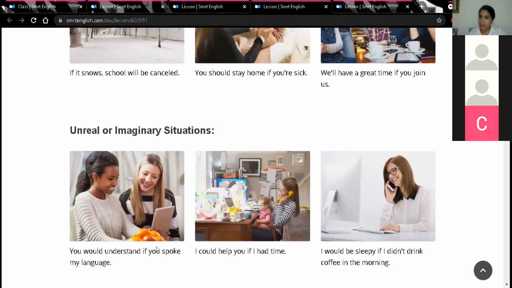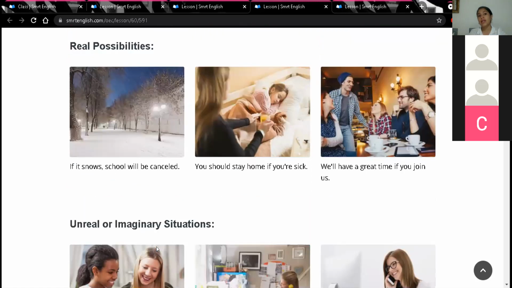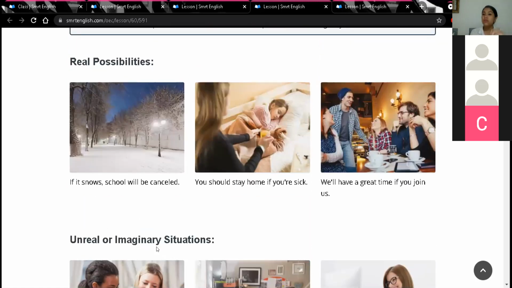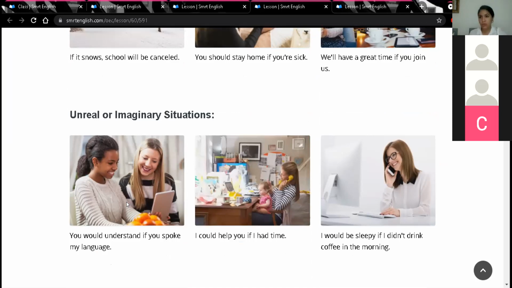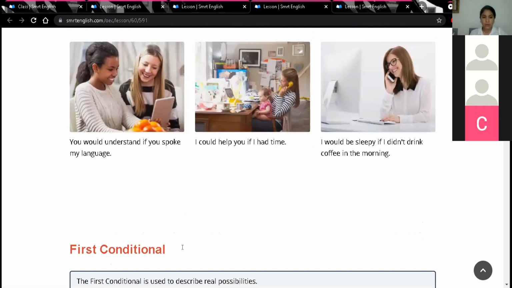For things that are real, that can be possible, we're gonna use the real possibilities. Instead of would, we're gonna use will or should, as we have in the second one. And we're gonna use the present tense with the if part. If with the present tense, and then in the second part, will or should. And for unreal or imaginary situations, which are not true, at least not in the present, you're gonna use would, and with the if, you're gonna use past. Let's see more examples or more about this.